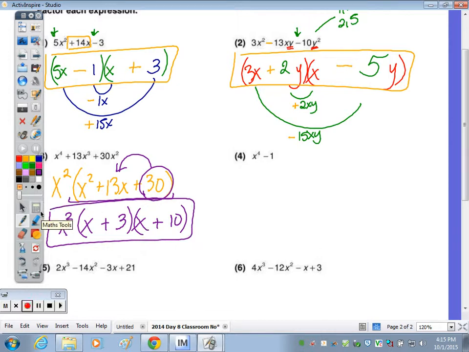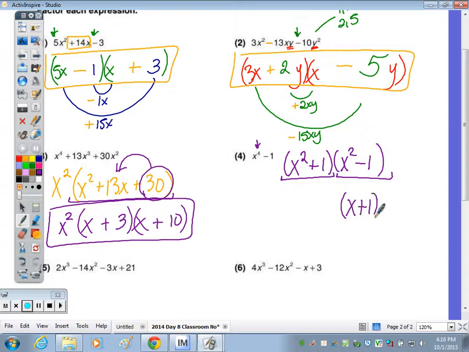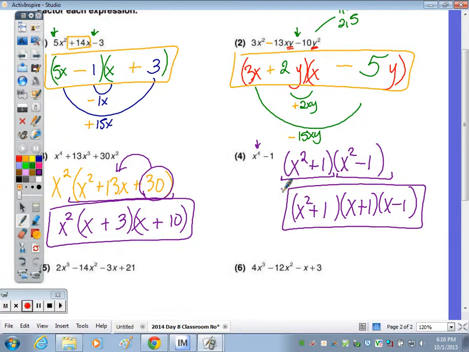Next one. Ooh, no GCF. It is dots. One's a perfect square, and this is an even exponent, so I can go ahead and factor that. So x squared plus 1, x squared minus 1. This cannot be factored, the sum of two squares, but this can. So x squared minus 1 factors x plus 1 times x minus 1. But don't forget to bring down that factor that you had from the previous line to go with the final answer.